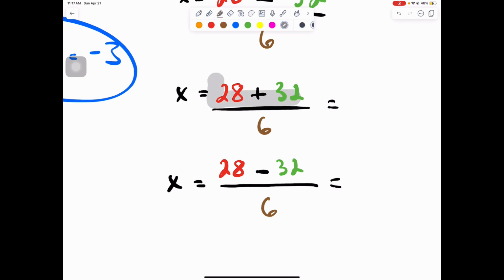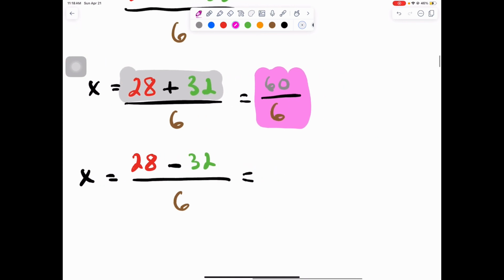28 plus 32 in your calculator gives you a 60-piece nugget. We'll set that over our 6-piece nugget. And if we did the computation there in pink, I'll highlight that. If it lets me, there it goes. 60 divided by 6 equals 10. So x equals 10. And again, let's solve for the next one.